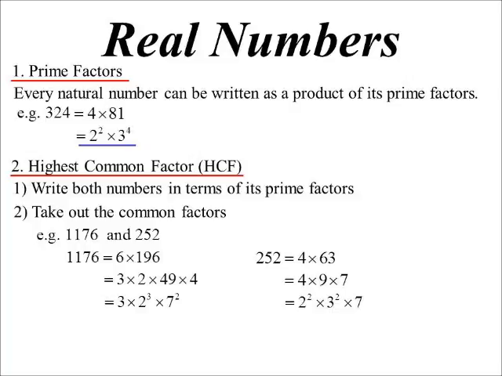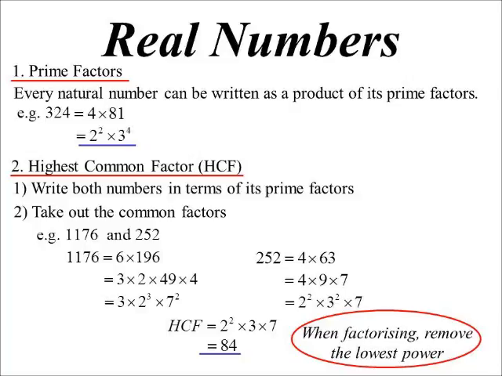Now when you factorise, you always take out the lowest power in algebra. And this is why. Because when we find the highest common factor, it's the lowest power that they have in common, not the highest power. So our highest common factor, well, there's a 2 cubed and a 2 squared. 2 squared is the lower, so we pull that out. 3 to the power of 1 would be the lower, and 7 to the power of 1 would be the lower. And so 84 is the biggest number that goes into both of those. So factorising removes the lowest power, and that is true for algebra as well.